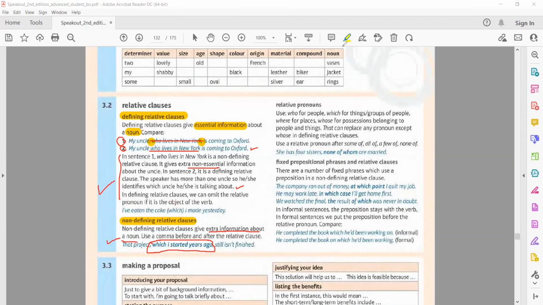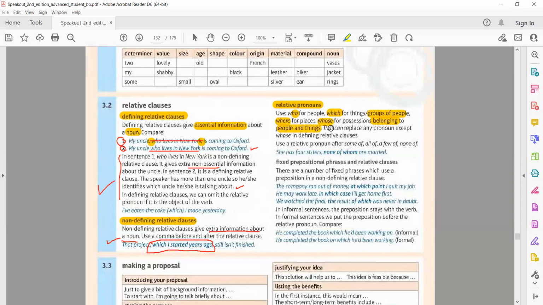Let's now move to the relative pronouns. Let's have a look at them. So obviously they use who for people, and they use which for things and groups of people as well. This is important. And they use where for places, and they use whose for possession. So it means he owns, or it owns that thing, or it belongs to that person or thing.